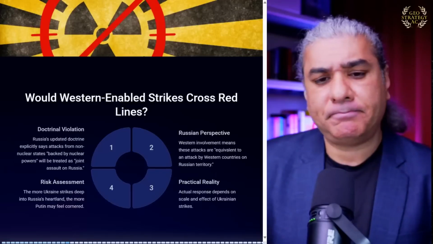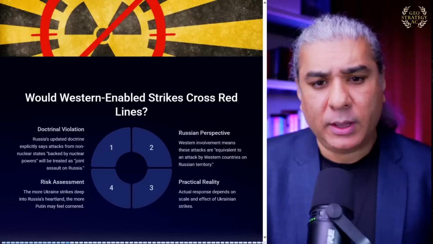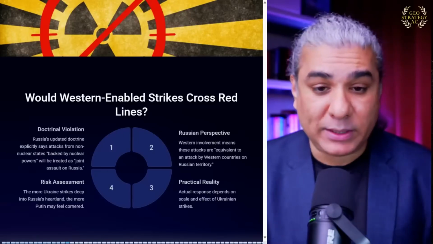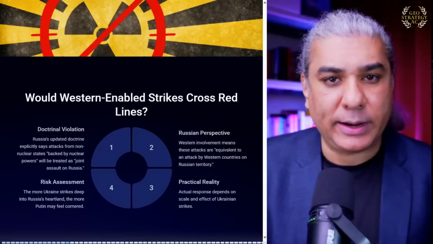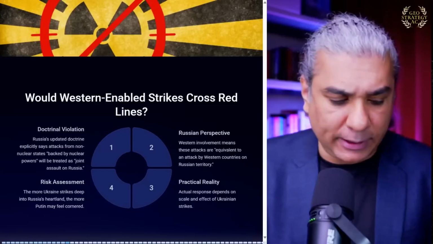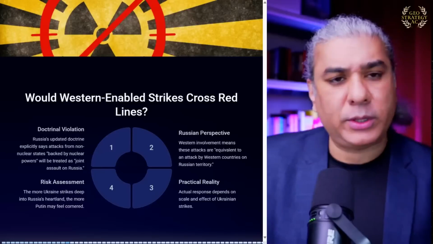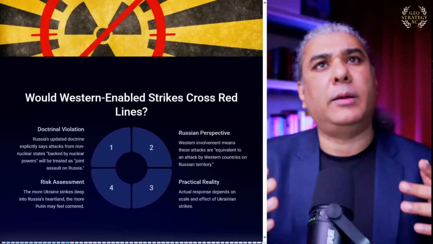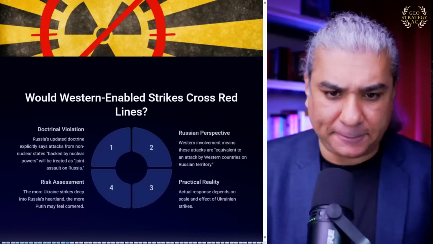But does that still cross a red line? If there's Western involvement, which means that Ukraine uses a long-range Western weapon, then from Russia's perspective, these attacks are equivalent to an attack by a Western country or multiple Western countries on Russian territory. So once again, does it really breach the nuclear red lines? Okay, a bunch of Western countries have, let's say, collectively attacked Russian territory. But does it cross Russia's red lines? Forget about the existential threat to the Russian nation, does it constitute a threat to Russia's sovereignty? Most likely not, unless it's a really large scale attack.